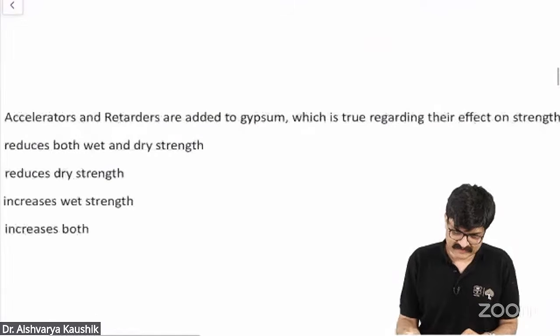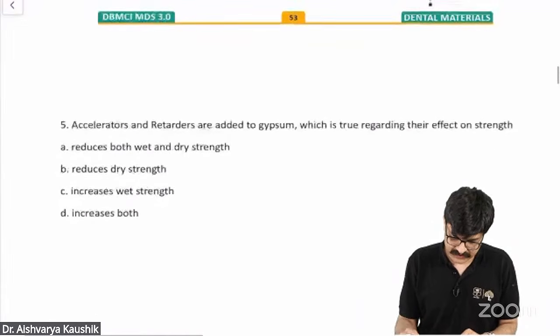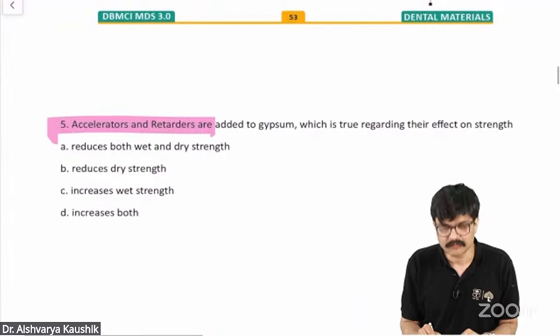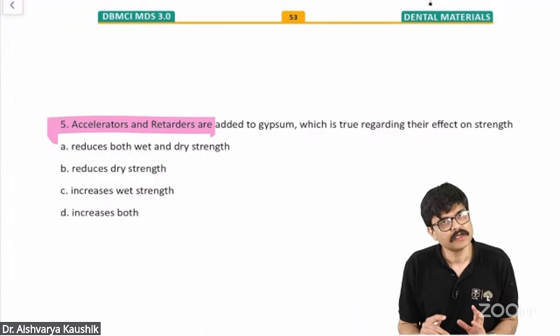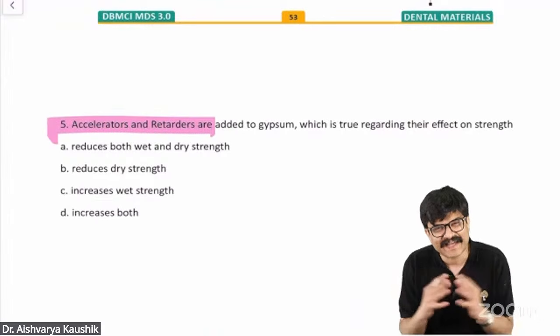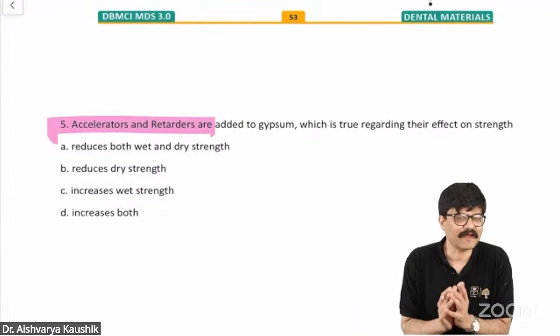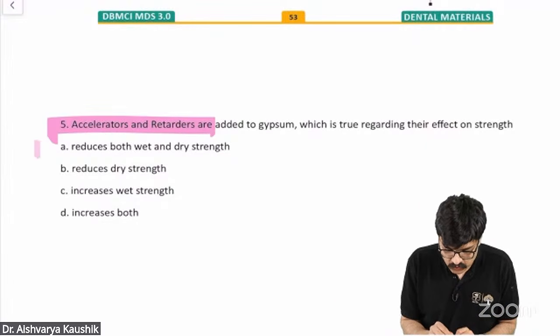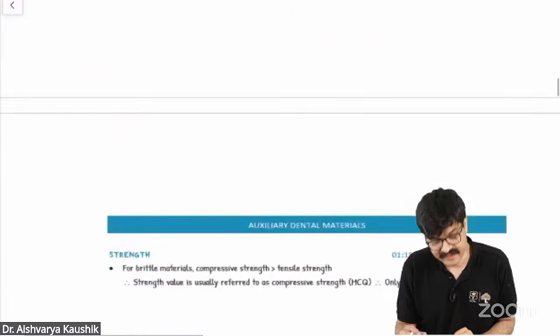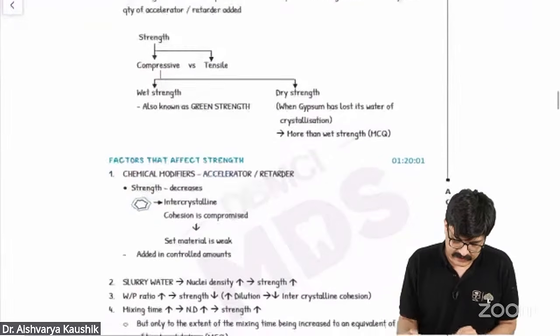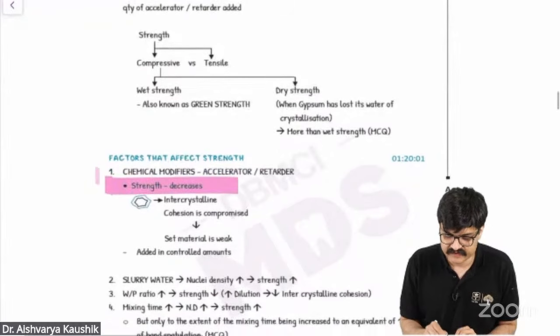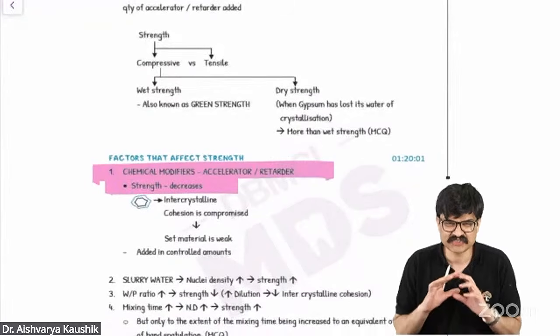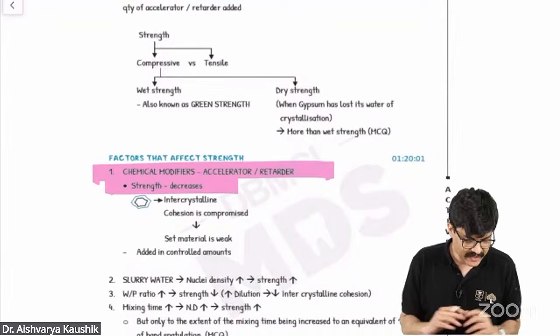Okay, this is simple, guys. So many times I always keep telling you straight from the notes. If you add a chemical modifier, accelerator and retarder, you're always going to compromise the intercrystalline cohesion of your gypsum, and you're going to decrease the strength, whether it's wet strength or dry strength, right? So you're going to reduce both the wet strength and the dry strength. You see it clearly mentioned in the notes. Strength decreases when you add these chemical modifiers. Straight bang on from our lectures and our notes.